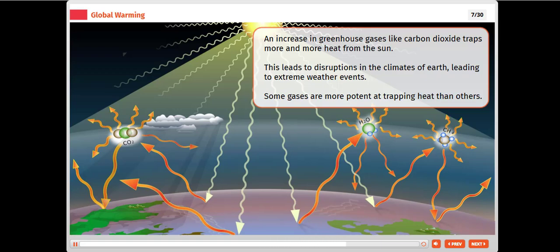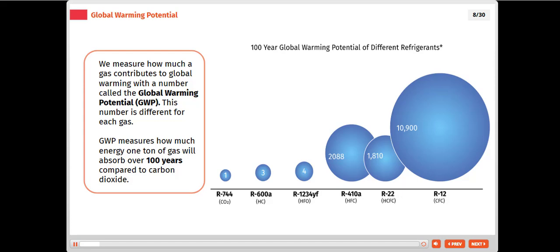Some gases are more potent at trapping heat than others. We measure how much using global warming potential, GWP. This number is different for each gas. GWP measures how much energy 1 ton of gas will absorb over 100 years compared to carbon dioxide.